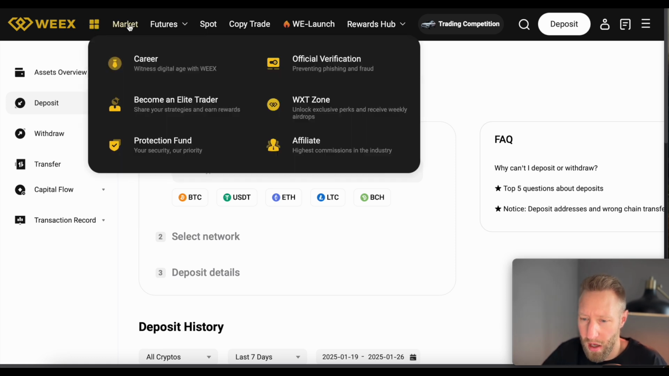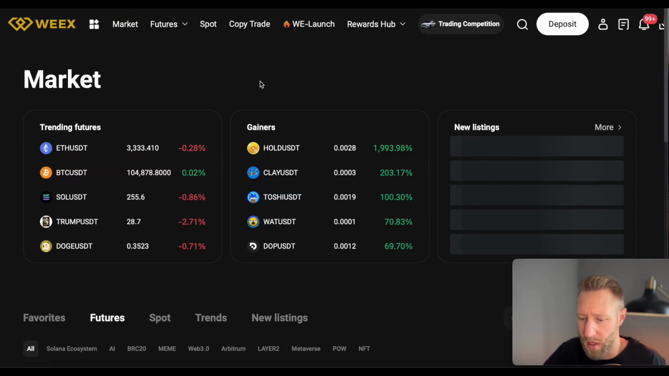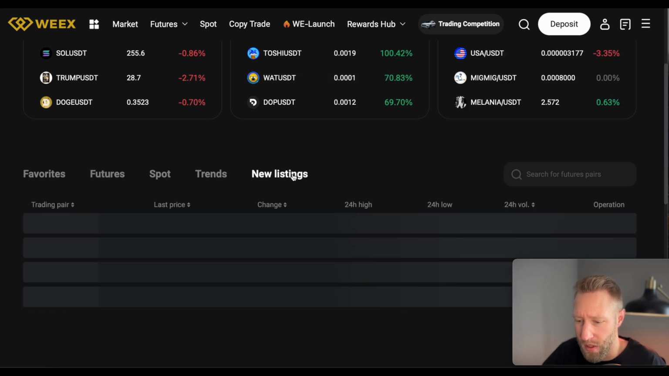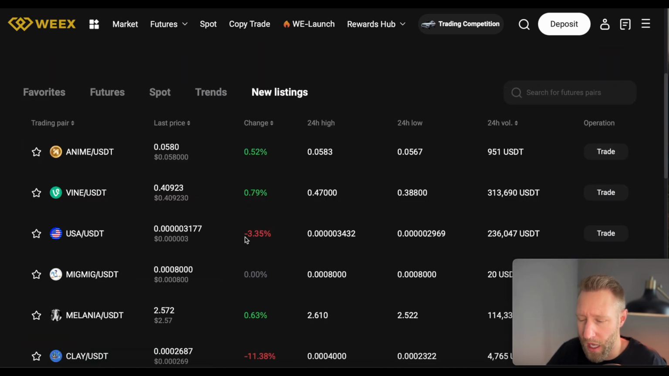Once you have your funds deposited, you can go back over to market here and take a look at some of the pairs they have. They have a lot of new listings, as I have mentioned. They're constantly listing new tokens. And so it's something to be paying attention to if you're interested.